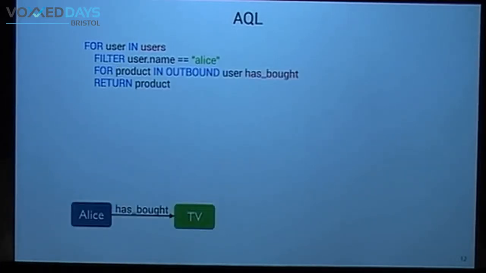And as promised, I can do graph traversals. First of all, I start with a document query for user in users, select the user with name Alice, and now I want to find out which products Alice has bought. Then I just say for product in outbound direction, because I just want to go in the direction of the edge, starting at the user, using the collection has bought for the edges.